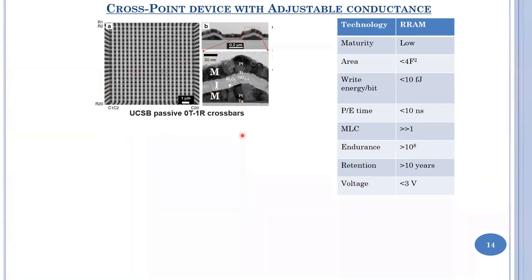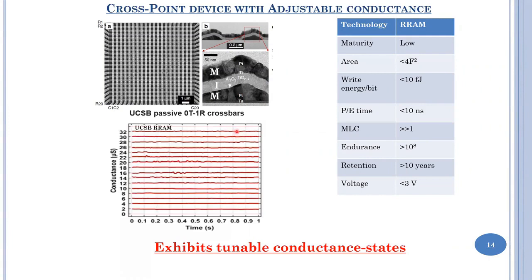As I told you, the best part about these devices is that they exhibit tunable conductance states, and you can tune precisely to one of these conductance states. For instance, the device that I used to work with showed 16 different conductance states in the microsiemens range.